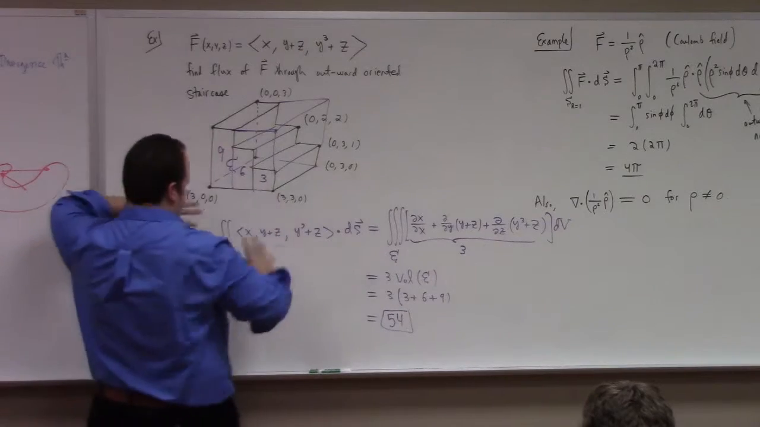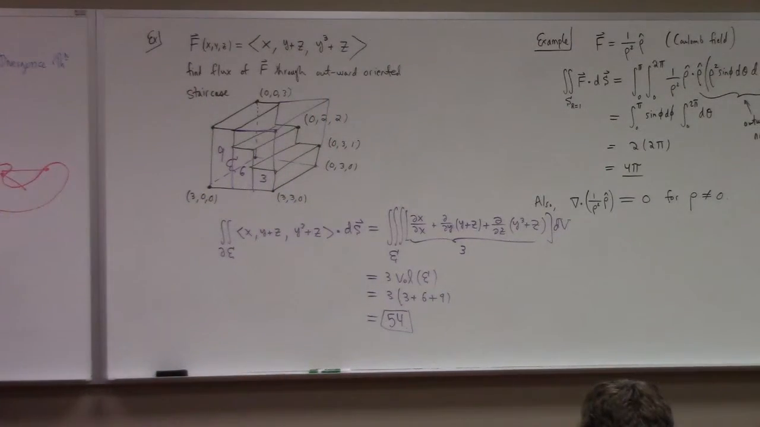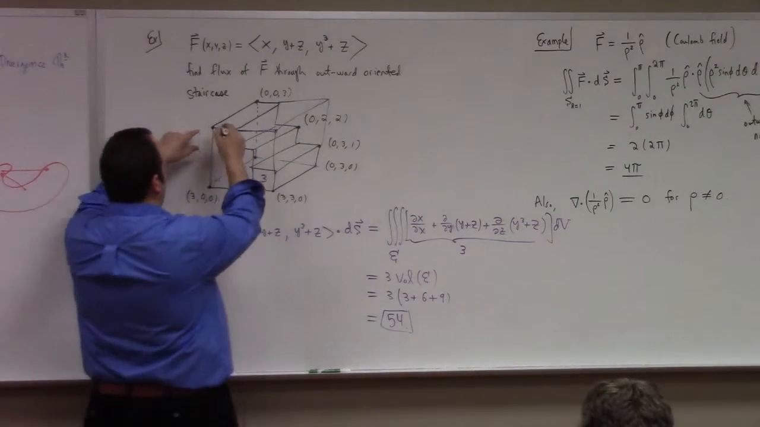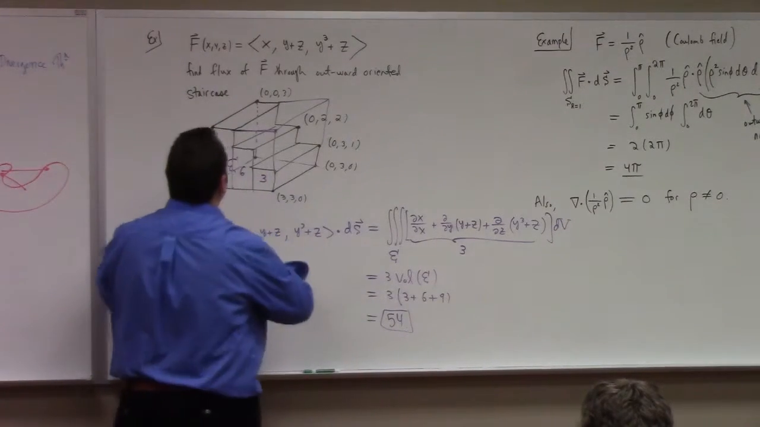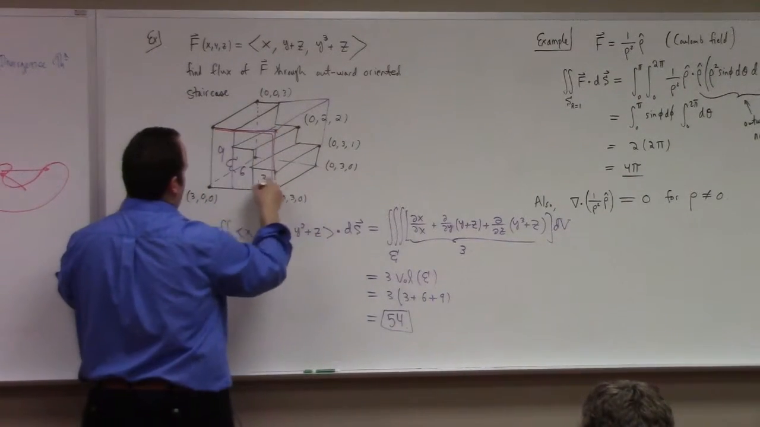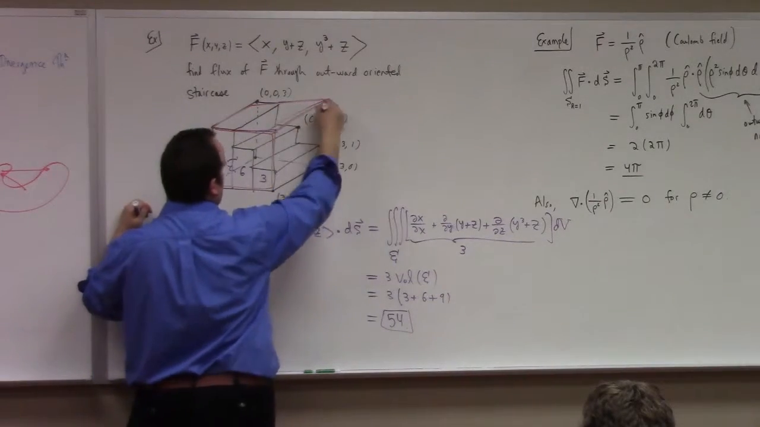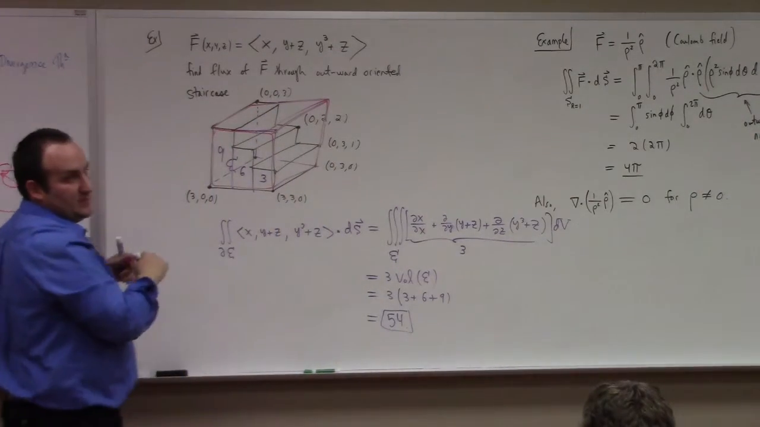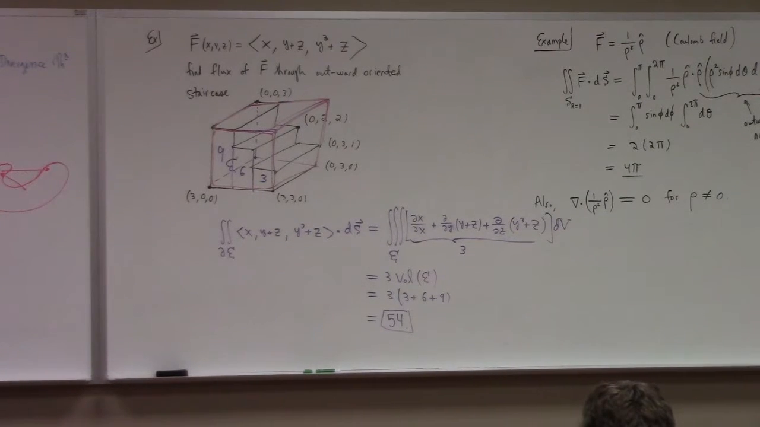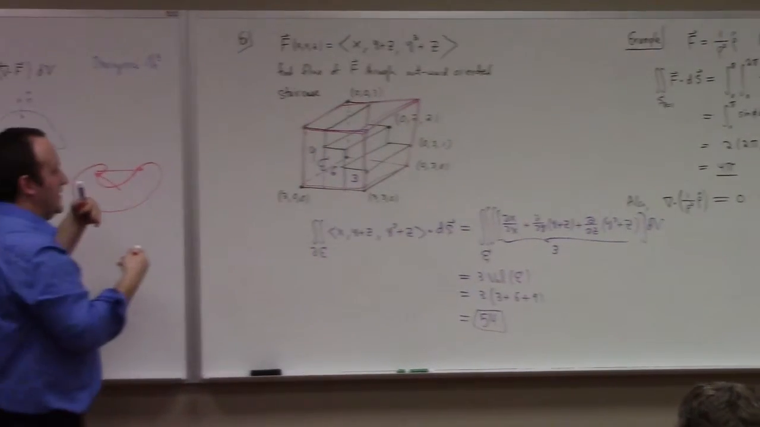If I extend the staircase to the cube like this, the divergence between the staircase and the solid cube is 0. So the flux through the staircase and the flux through the red cube are equal because the divergence is 0 between these two surfaces. I can apply the deformation theorem basically. And then I use the symmetry argument.